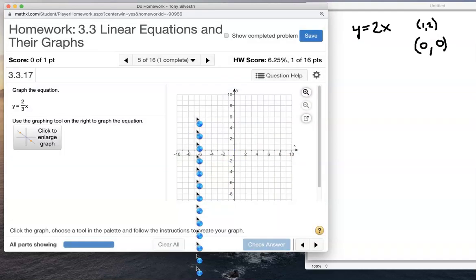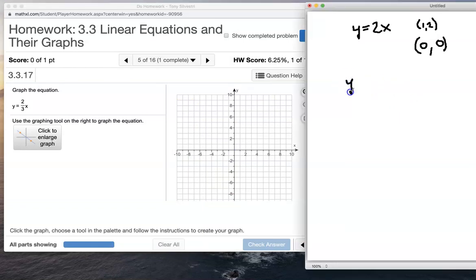Let's go ahead and do this one. This one is unique in that you have a fraction. I always go for x equals 0. Always go for x equals 0, because 0 times anything will generate a 0, so y must equal 0. So that's 1 point right there.